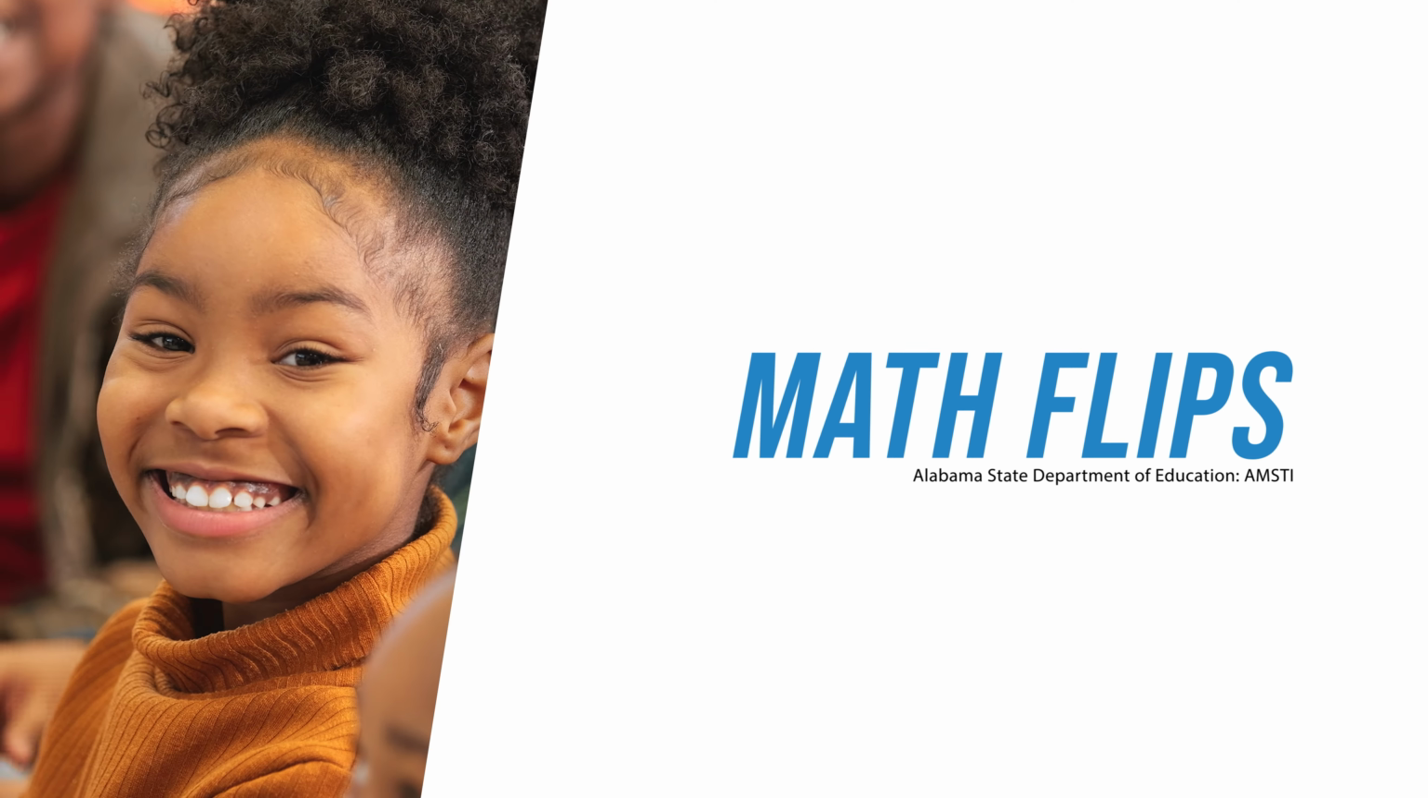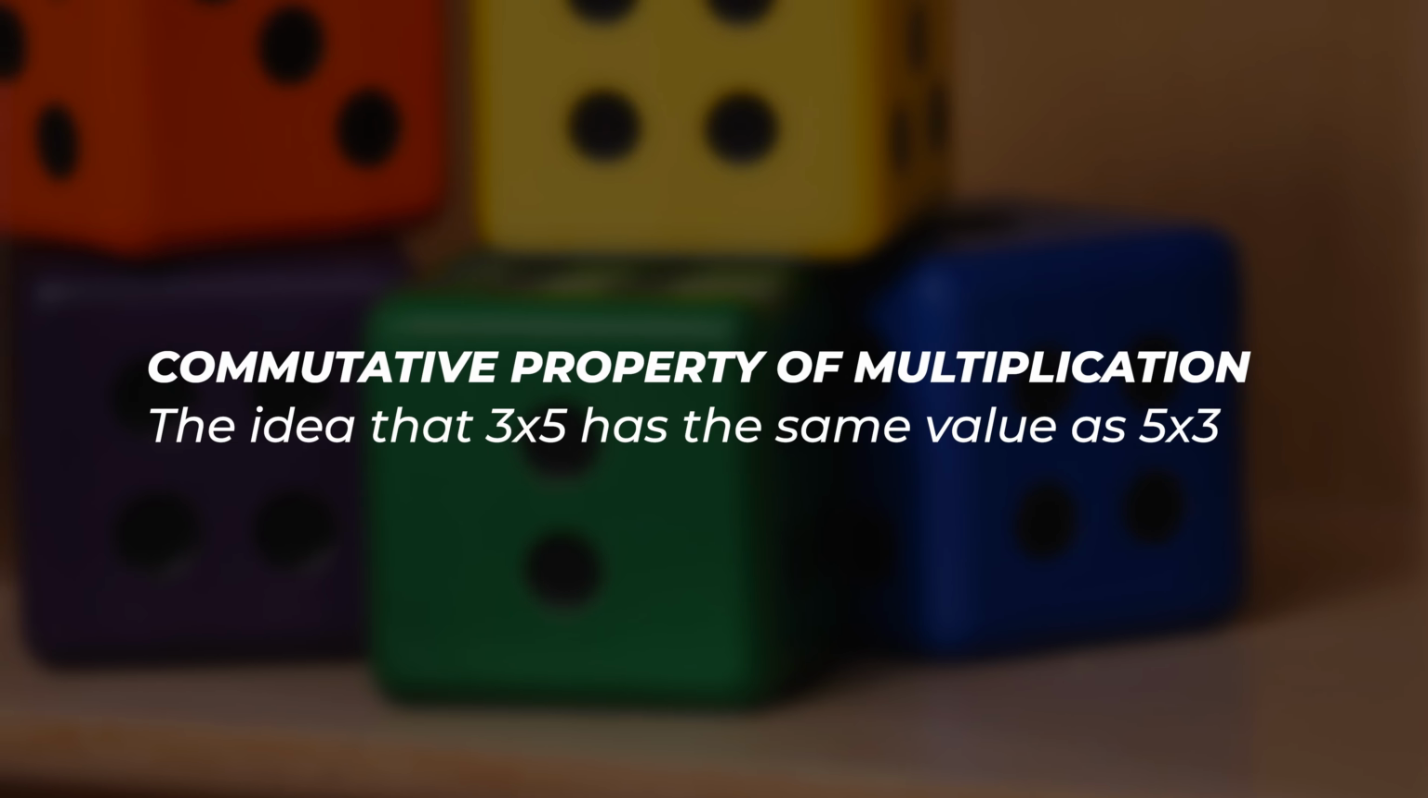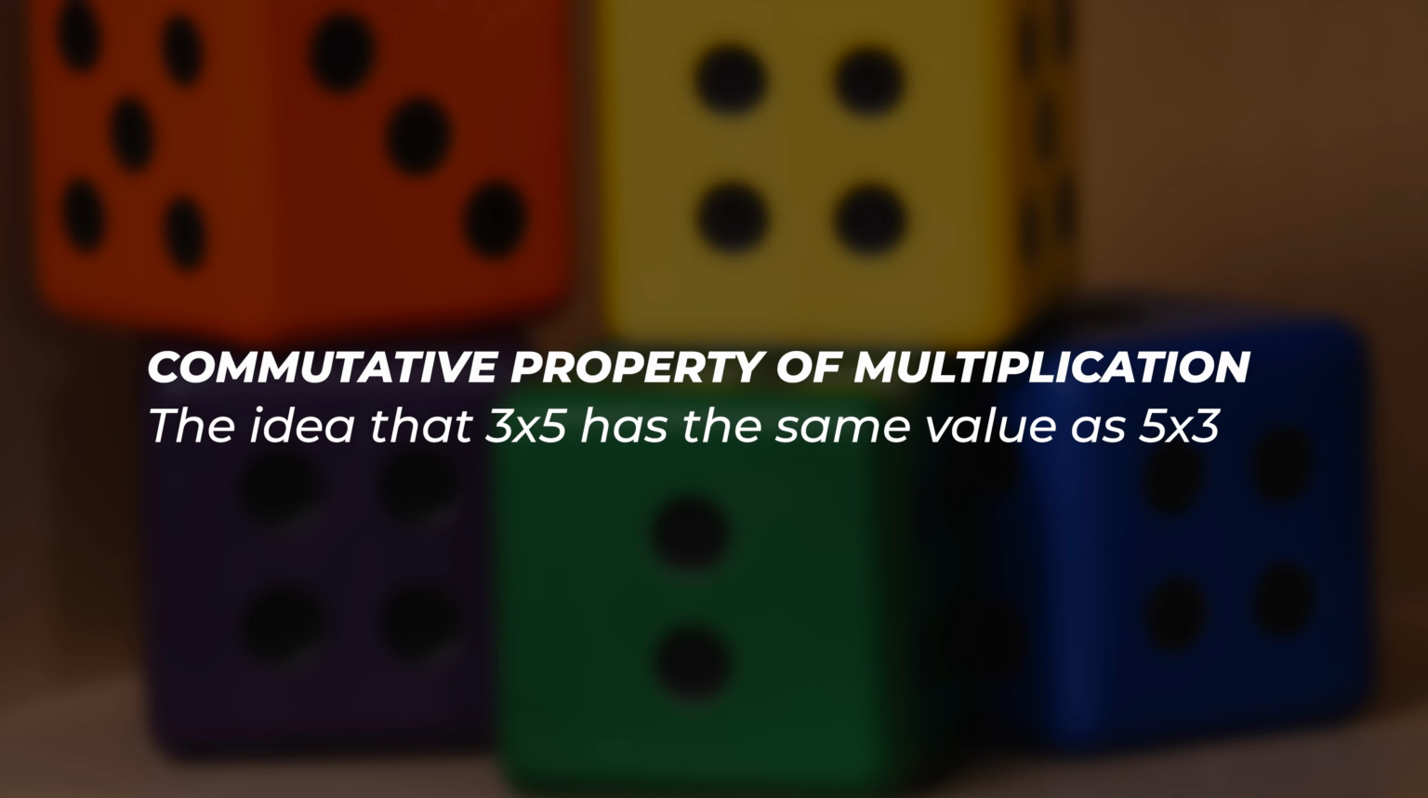In today's lesson, you will see students engaging in a math flip. This is an effective and easy-to-use resource created by Berkeley Everett. The idea that 3 times 5 has the same value as 5 times 3. Knowing this helps build fluency and reduces the amount of multiplication facts a student must memorize.